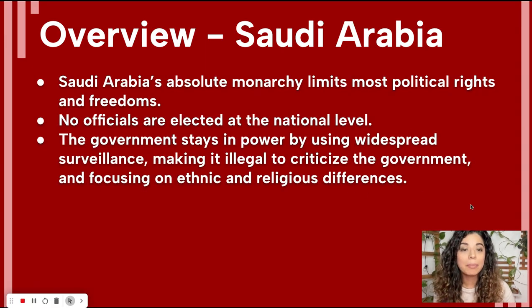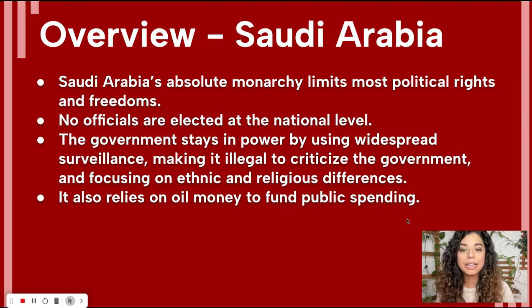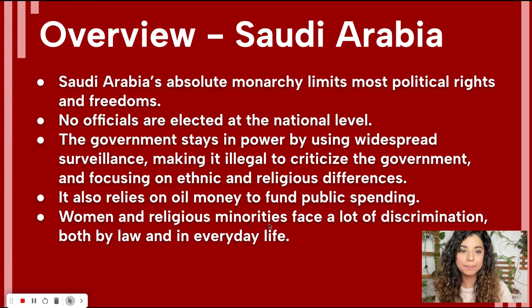Government stays in power by using widespread surveillance, as in it watches people, making it illegal to criticize the government, and focusing on ethnic and religious differences. So again, focusing on ethnic and religious differences helps to keep people divided and helps to keep the government in power. It also relies on oil money to fund public spending as opposed to other means. This also can lead to a lot of corruption.